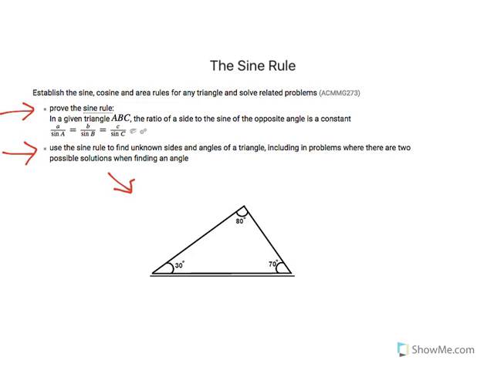Now use your protractor to measure the angles and mark them on your diagram. My angles are already on the diagram. Use your ruler and measure the side lengths and mark them on your diagram. Perfect. I've measured mine at 5 centimetres, 6 centimetres and 3.5 centimetres.